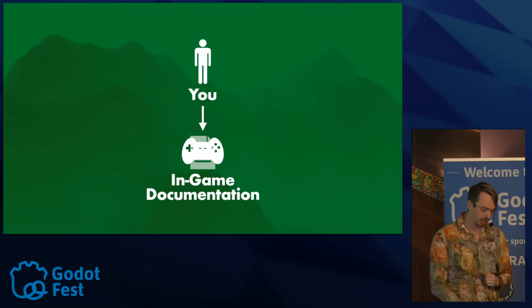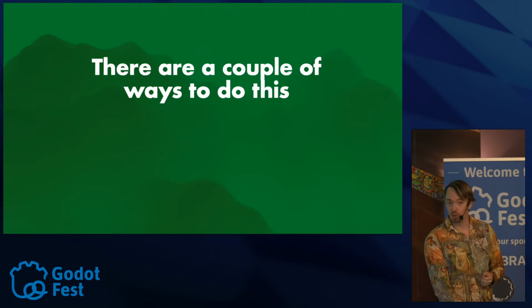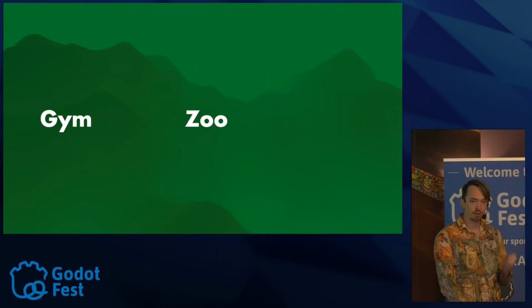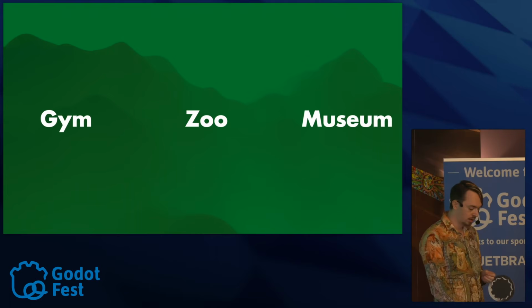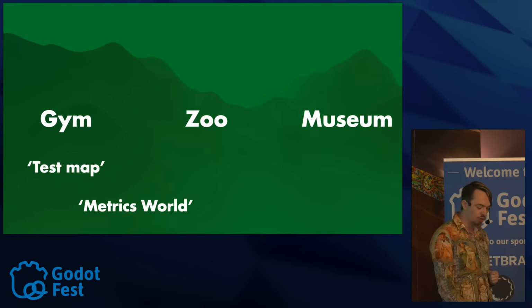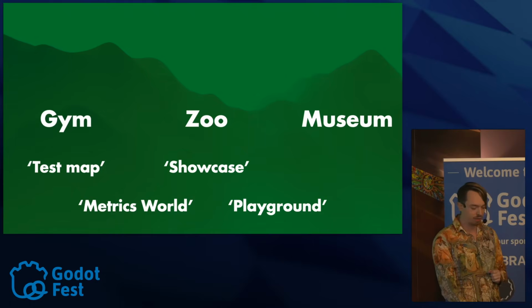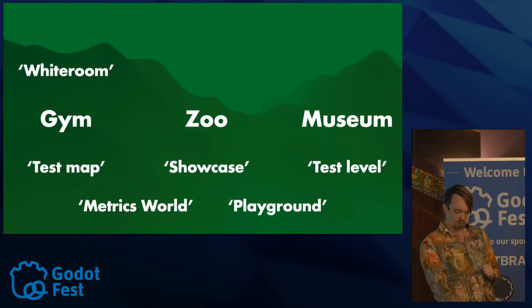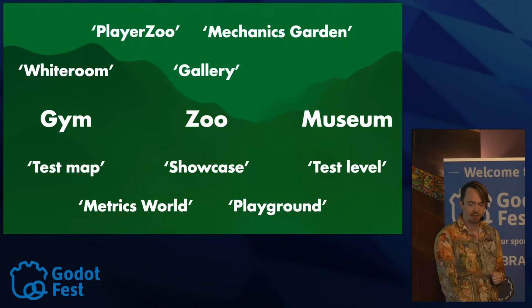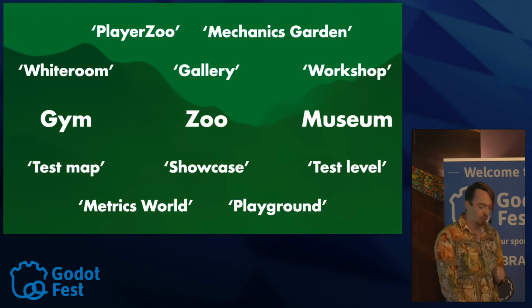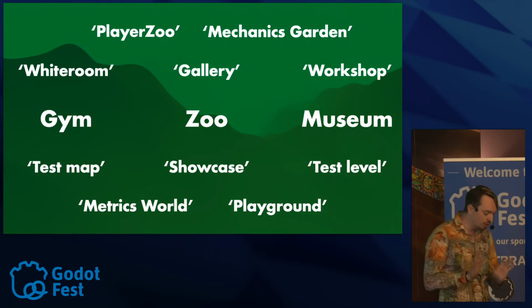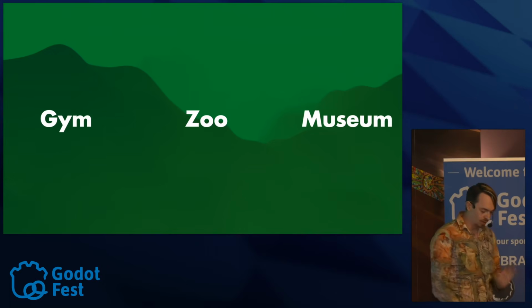Working in context. Now, there are a couple of ways to do this, and the ones I'll talk about today and the ones I recommend are gym, zoo, and museum. Now, you may know these under different names, such as test map, metrics world, showcase, playground, test level, white room, player zoo, gallery, mechanics garden, which I think is lovely, and workshop. But for ease of use, I would urge you to please only stick to these ones: gym, zoo, museum.